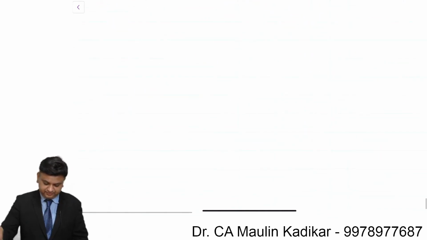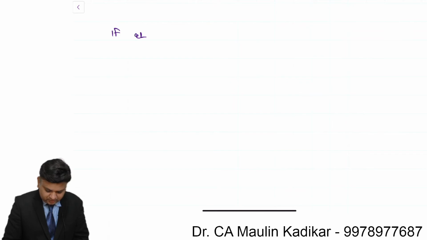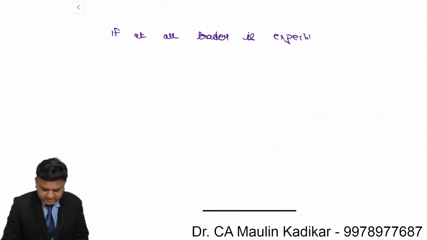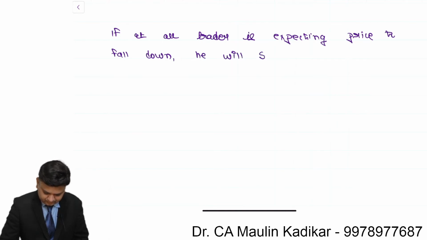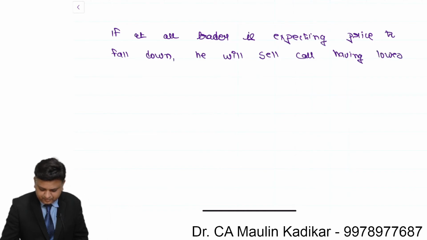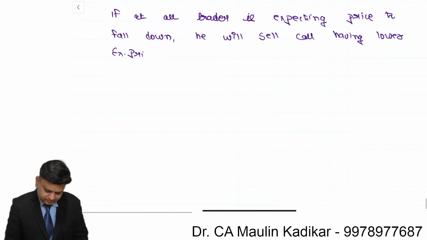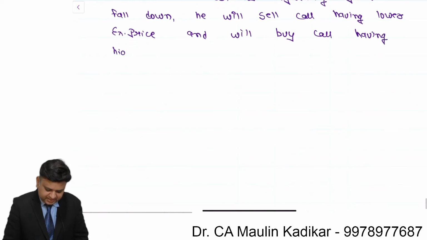So let us write a note for this. If at all a trader is expecting the price to fall down, he will sell call having lower exercise price and will buy call having higher exercise price. Full stop.